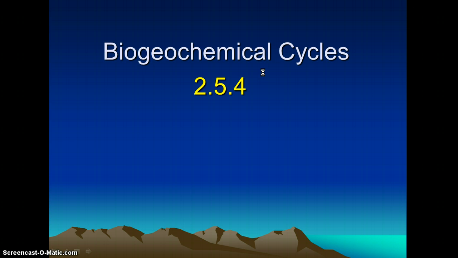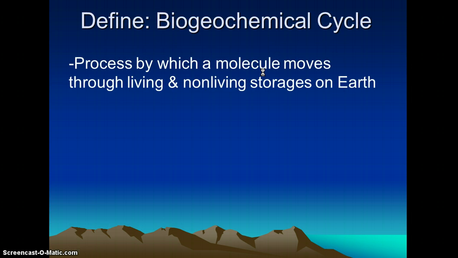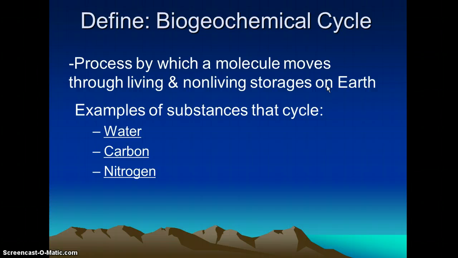All right, let's begin. First, let's talk about what we mean by a cycle. A cycle is the process by which a molecule, a piece of matter, moves through both living and non-living storages within Earth. And we can draw those flows through a diagram. And we're going to talk about three major cycles: water, carbon, and nitrogen. So I would organize your notes depicting which one you're talking about.